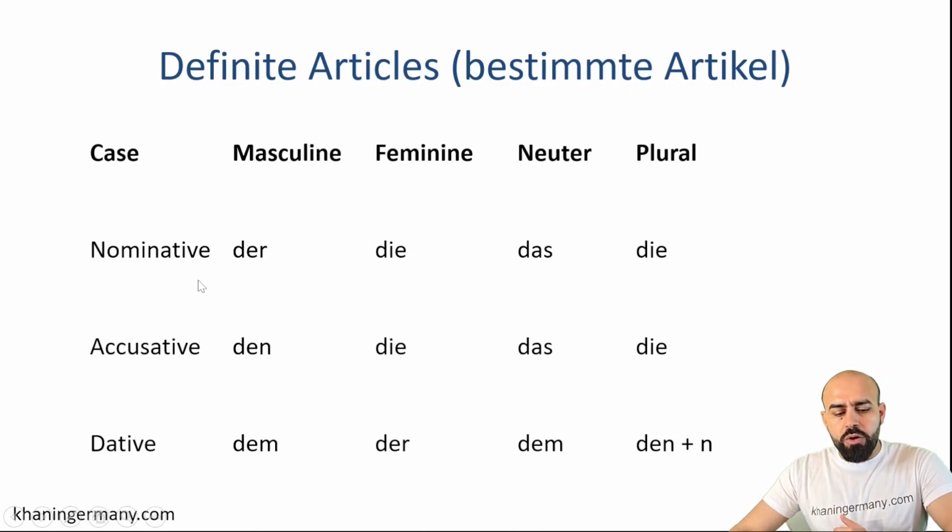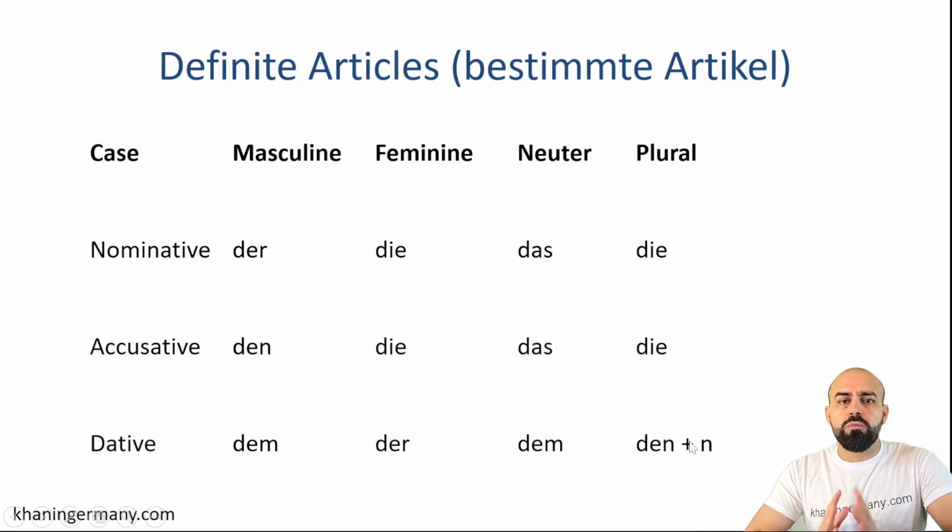The good thing is that nominative and accusative articles do not vary so much from each other. The only difference is within the masculine category: der in nominative, then den in accusative. So the feminine, neuter, and plural ones are the same in nominative and accusative case. In the dative case, you have to be aware that all the articles are different from the accusative as well as from the nominative case. In other words, der becomes dem, die becomes der, das becomes dem, and die becomes den plus n in plural. So this is what we discussed.